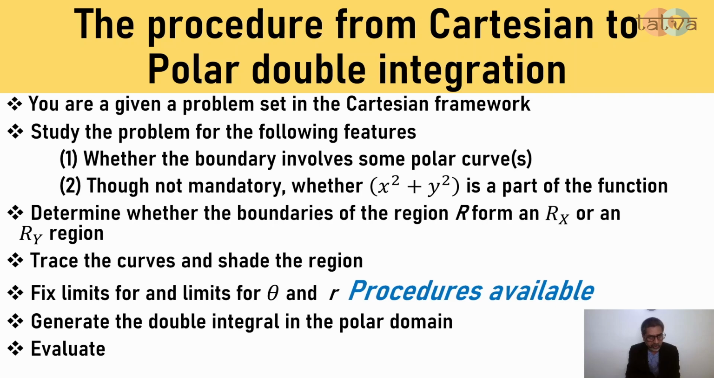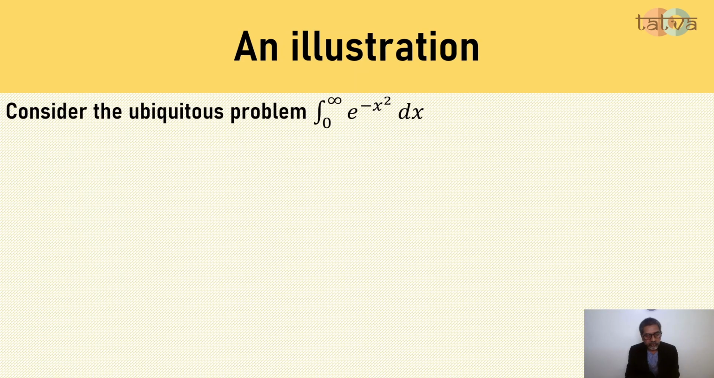For some reasons we are not able to integrate in the Cartesian framework, but if you pass through the polar route, then you will be able to possibly get the results. So let me give you one example. Now this is a very, very famous problem that arises everywhere. I will not exactly say such a thing will come in probability theory, but something very similar.